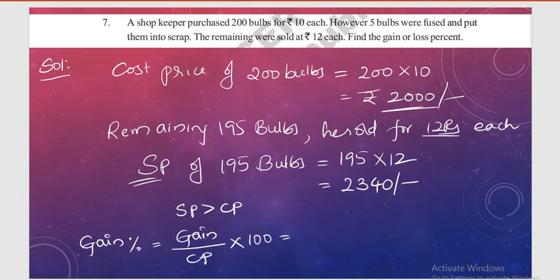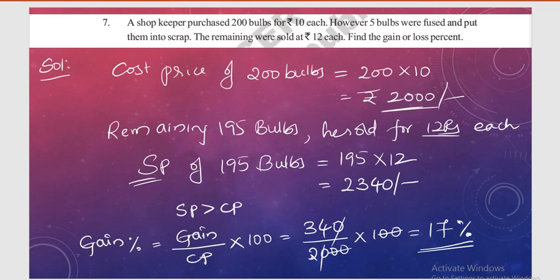So what is the gain here? 2000 and 2340. So directly we can say that the gain is 340 rupees divided by what is the cost price? Cost price is nothing but 2000 into 100. Now from this, these two zeros get cancelled and 1 0 from here we can cancel it. So 34 by 2 is nothing but 17%. So overall profit that he got by selling 195 bulbs is nothing but 17%.